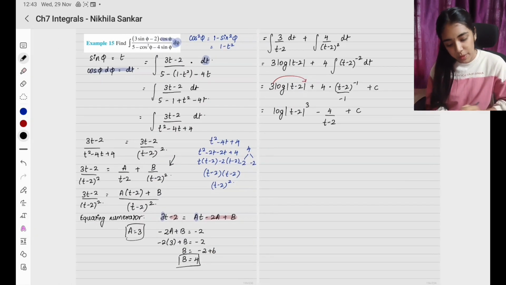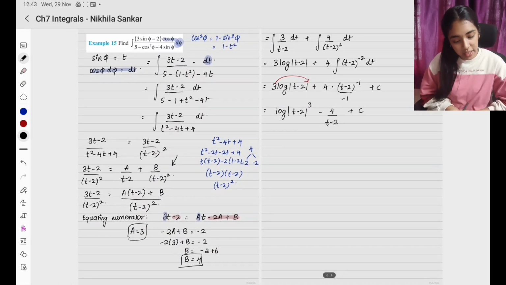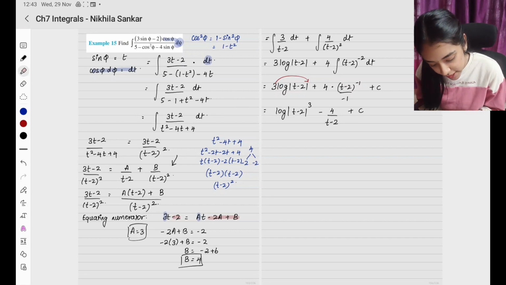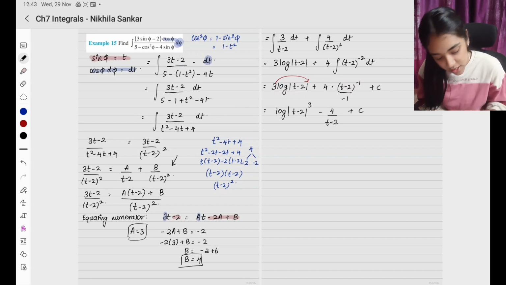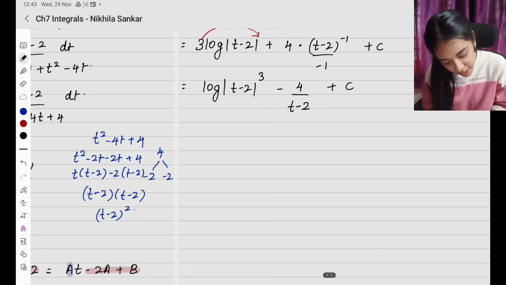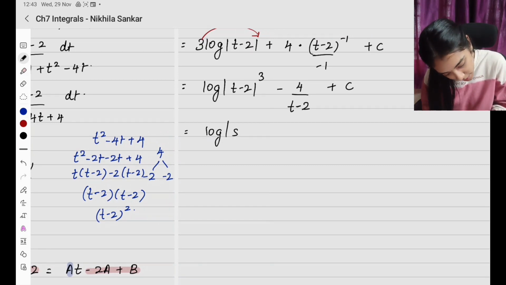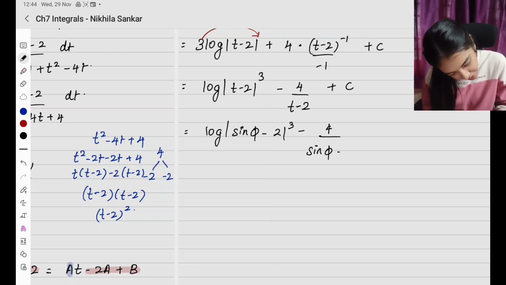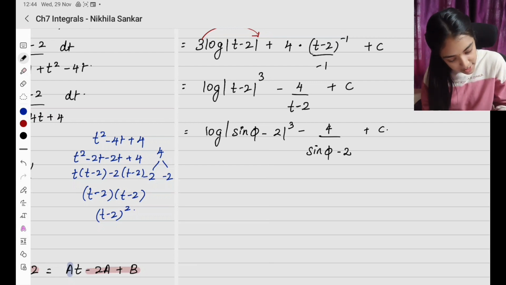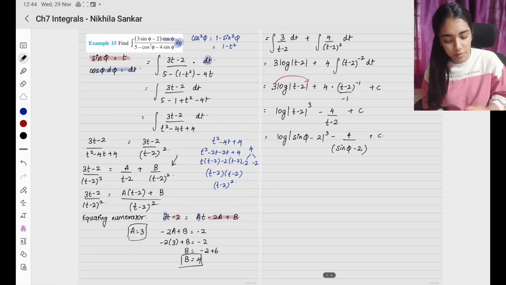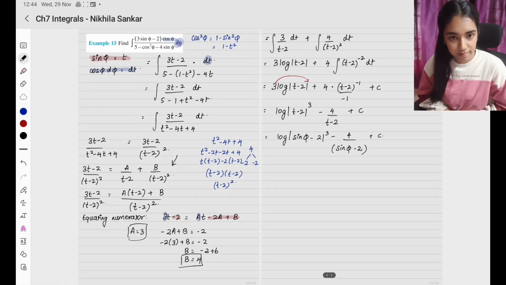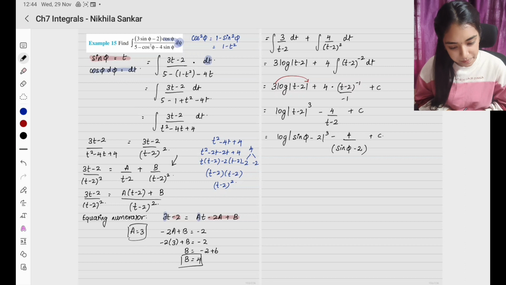plus c. But நம்ம question என்ன formல இருக்கு? sin phi cos phi ல இருக்கு. So I will resubstitute. So இந்த இடத்துல என்ன இருக்கு? sin phi equals t ன்னு இருக்கு. So t க்கு sin phi substitute பண்ணிடலாம். This is my final answer. So I have log mod sin phi minus 2 the whole cube minus 4 divided by sin phi minus 2 plus c. Okay, நம்ம இந்த இடத்துல substitution பண்ணது to get a simpler solution. Please copy.